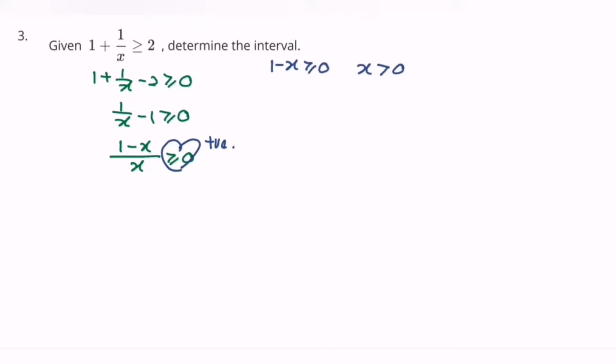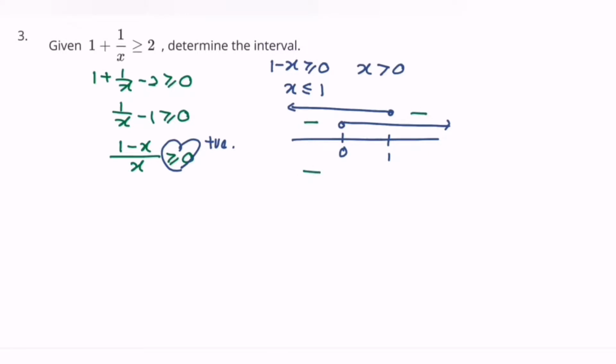So do remember, we cannot equate 0 for the denominator. So x less than or equal to 1. So illustrate the situation in a real number line. So we have 0 and 1. Empty circle towards the right, then circle towards the left. So fill up the empty space with the negative sign. So we have negative, positive and negative. So kindly refer to the situation.